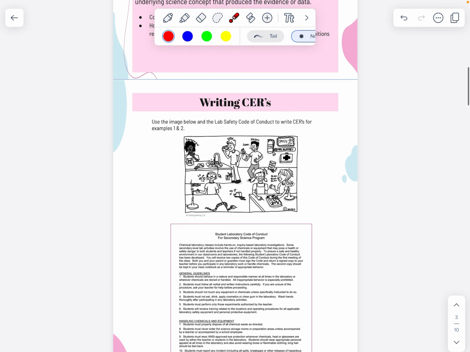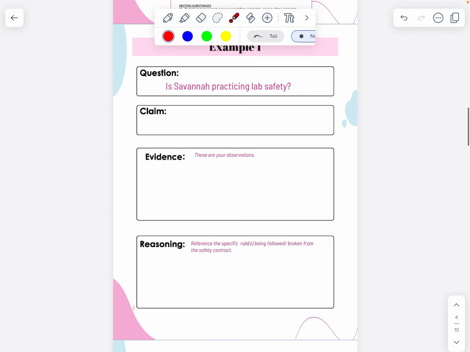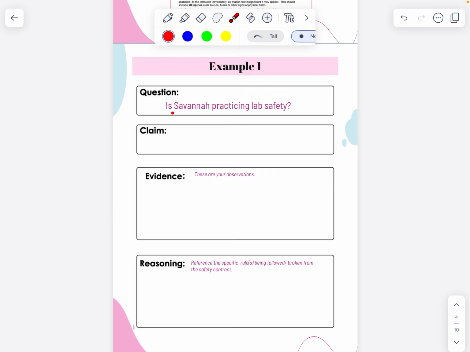So we are going to start out with writing CERs, and we're going to use this image below and the lab safety contract, which you hopefully saw in class. If you are an online student, you maybe did not see this in class. So we're going to use this image to write a couple of CERs. So our first example, the question is, is Savannah practicing lab safety? So we're going to need to make a claim. Yes, she is. No, she isn't.